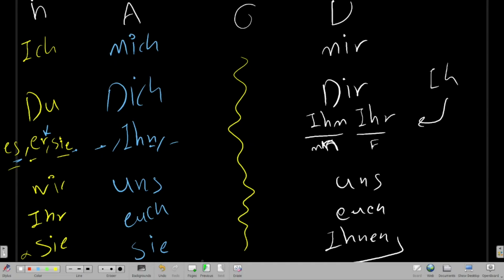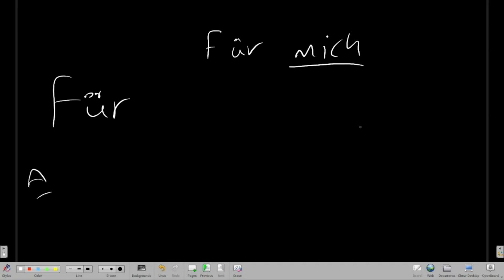Now we know the German, what were these called? Pronouns, and we know their genders. A quick exercise, we know für is the accusative, right? So how would one say for me in German? That would be für mich. It's an accusative. Okay, how about for the dog? Für den Hund.